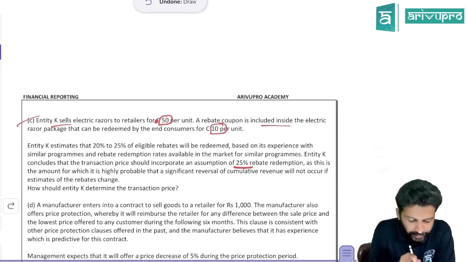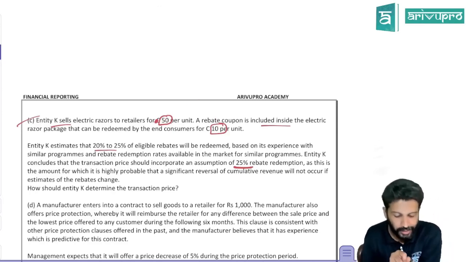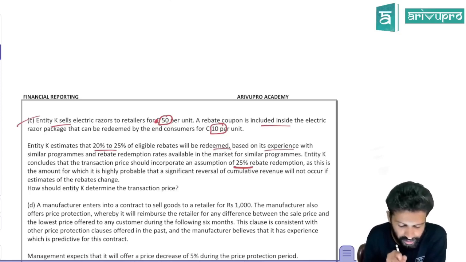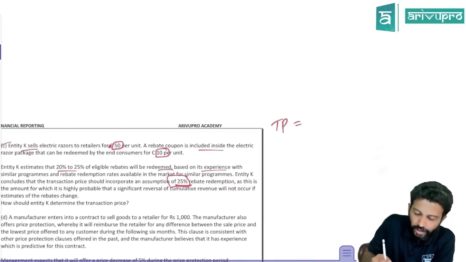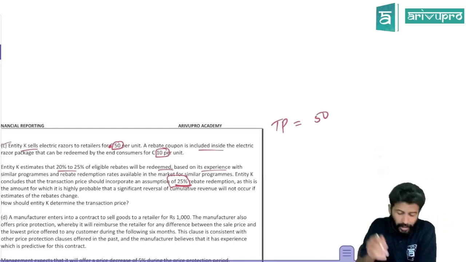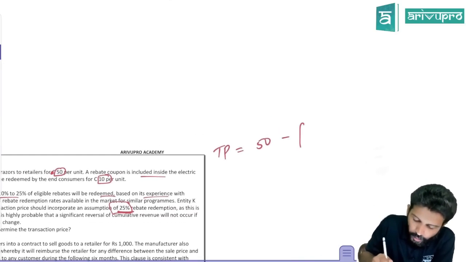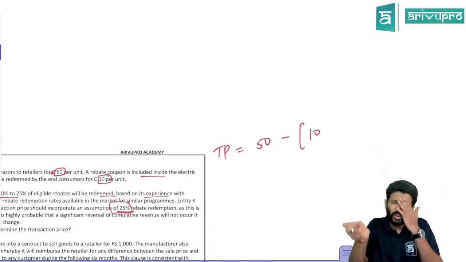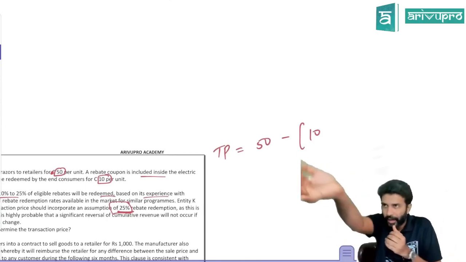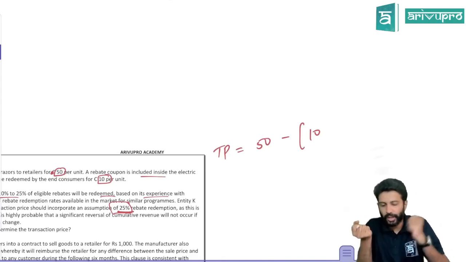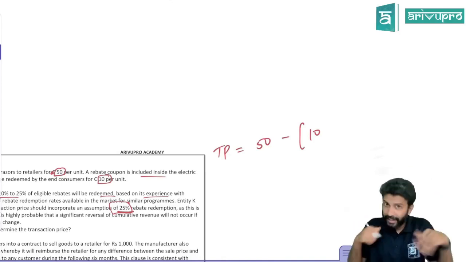No, but hang on. Entity K estimates that 20 to 25% of eligible razor rebates will be redeemed, based on its experience with similar programs and rebate consumption available in the market for similar programs. Entity K concludes that the transaction price should incorporate an assumption of 25% rebate. So you should not include 50. How much rebate are you giving? You're giving a rebate of 10. That means you will not ultimately recover 50 from the customer, only 40, because you collect 50 rupees from the customer and 10 you give as a rebate. But the entire 10 you are giving.